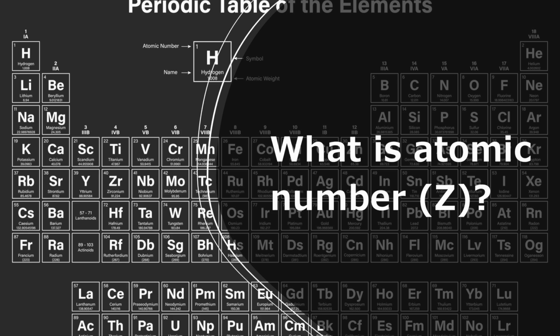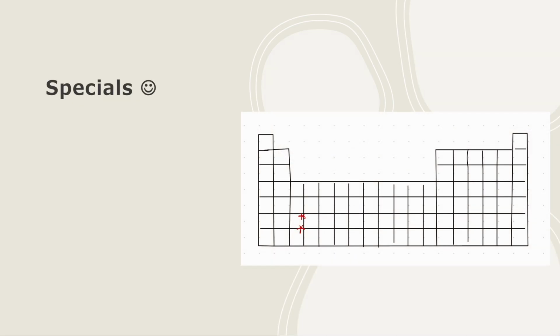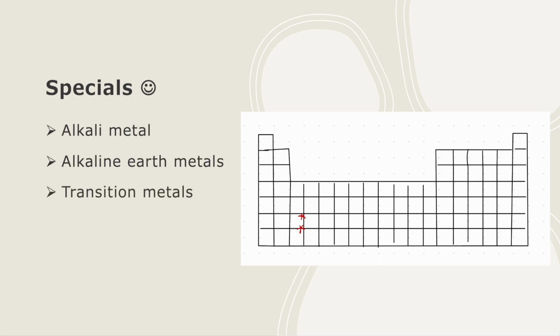Now, in this table, we know that we have some groups that have special names based on their specific properties. For example, group 1 is called alkali metals, group 2 are called alkaline earth metals, groups 3 to 12 are transition metals, or on the other hand, the D block. We're going to explain what they are. Group 7 are halogens, and group 8 are noble gases.